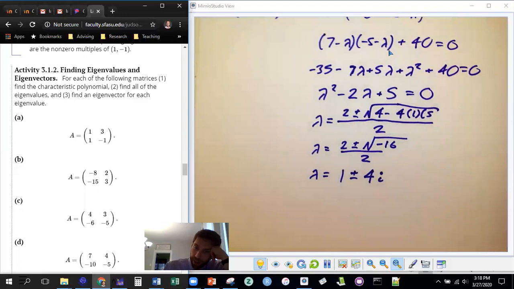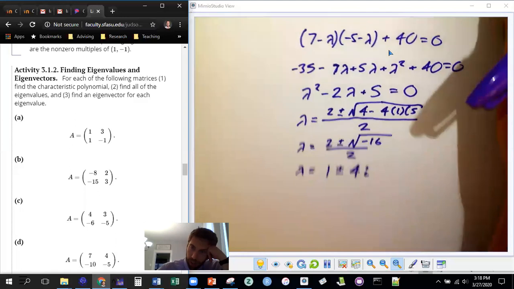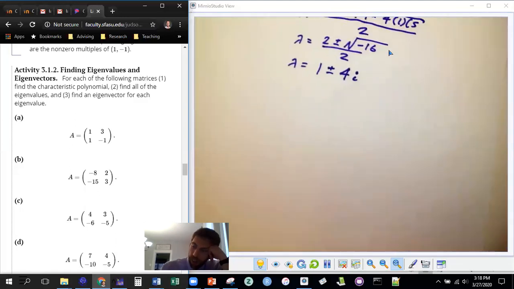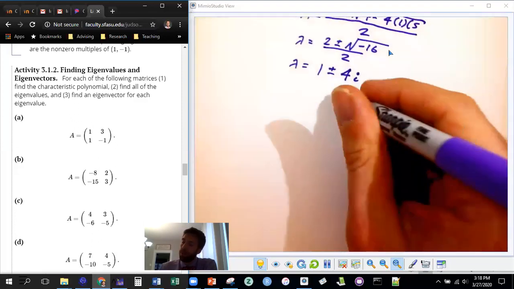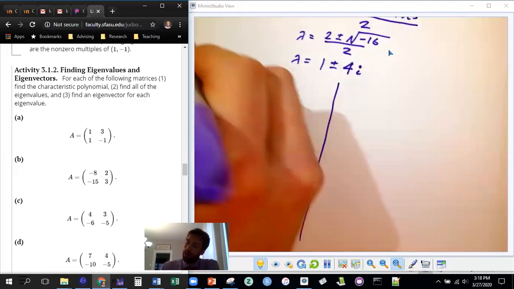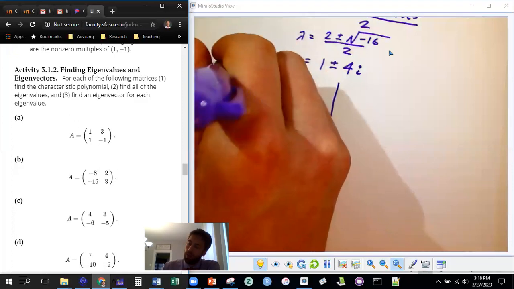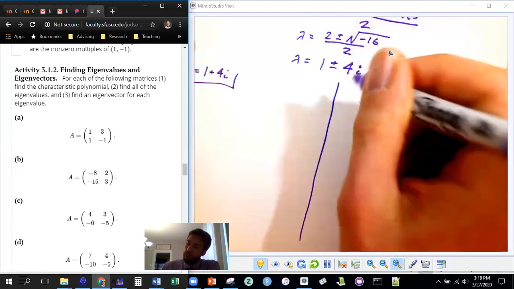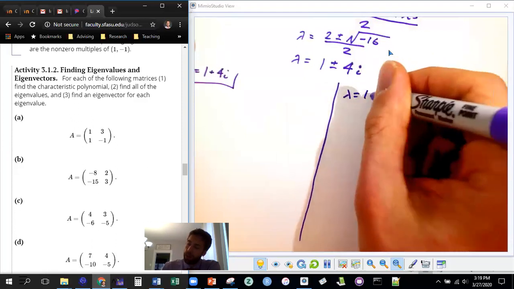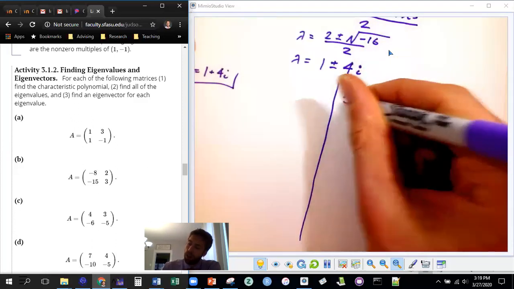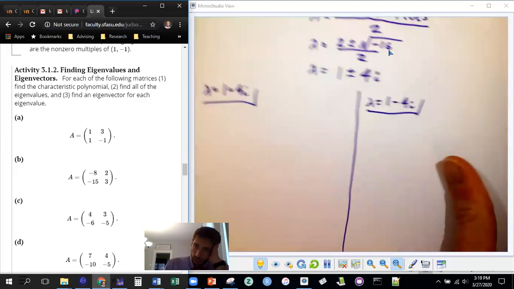Okay, so now complex numbers. How familiar are you with complex numbers? Well, just know that i is a special number that when you square it, you get -1. Okay, that's all you need to know right now. So we'll do lambda equals 1 plus 4i, and lambda equals 1 minus 4i.